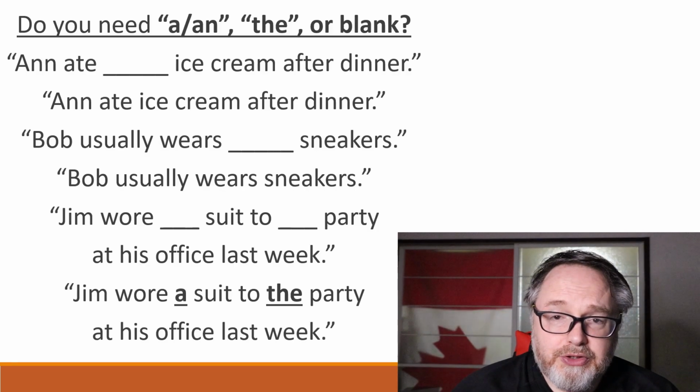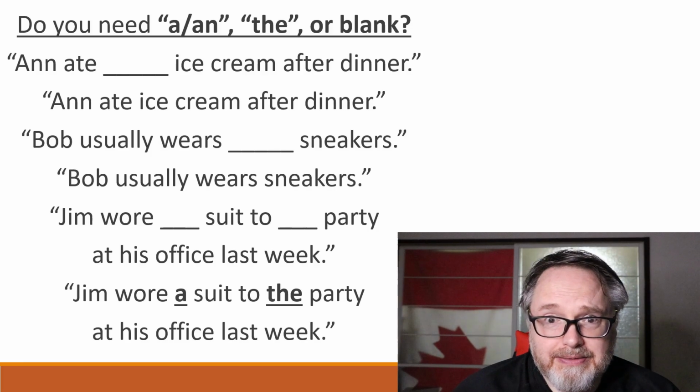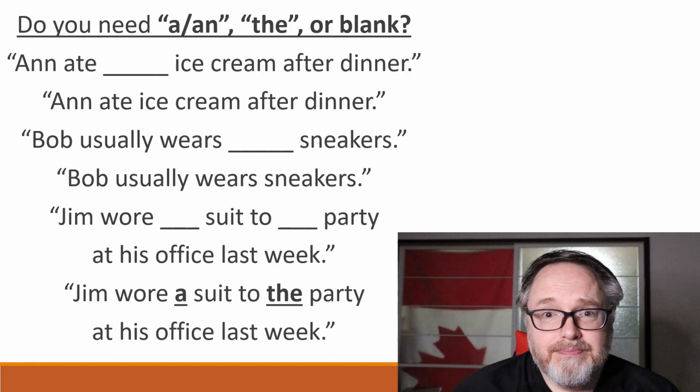Jim wore suit to party at his office last week. The answer is on the screen. Jim wore a suit to the party at his office last week. Suit is countable, suit is single, but there's nothing specific in the sentence. A suit is best. Also, this is the first time we mentioned suit in the story, so using a is better. The party at his office last week. Which party? At his office. This is very clear. It is specific. We should use the.